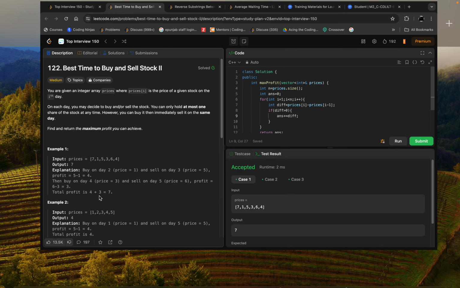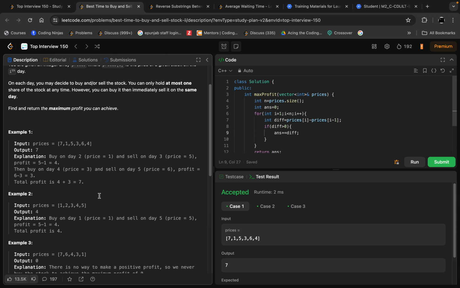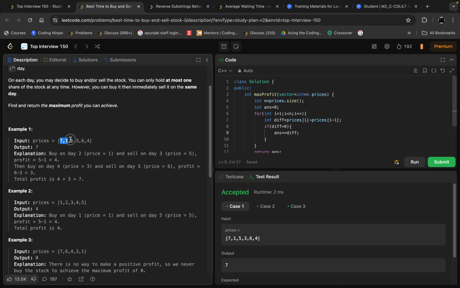So let's go through the first test case. We are given the prices array and the total output, the maximum profit that we can achieve, is 7. So let's go through the explanation once and then we will get started with the question. Buy on day 2 and sell on day 3. Profit is 5 minus 1, 4. Then buy on day 4 and sell on day 5. Profit is 6 minus 3, 3. So total profit is 4 plus 3, 7.